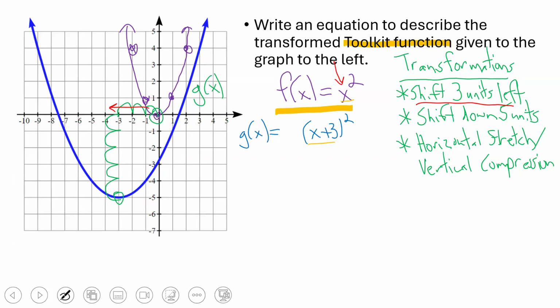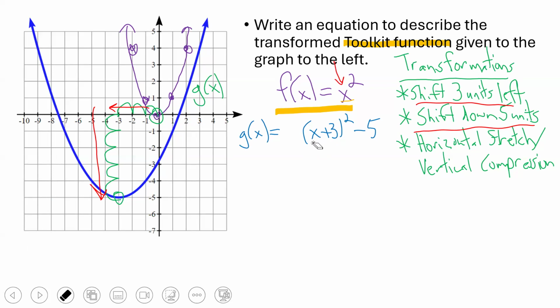So we've got that part. And then for the shift down 5 units, well, when things are shifting up and down, that impacts the outputs of the function. So we notate that on the outside of the function. And in this case, there's no house of lies. So when it goes down 5, we just do a minus 5 there at the end. So far, our equation looks like g of x equals (x plus 3) quantity squared minus 5.